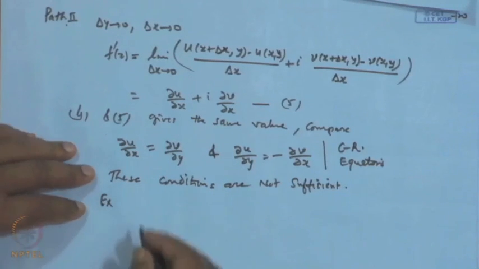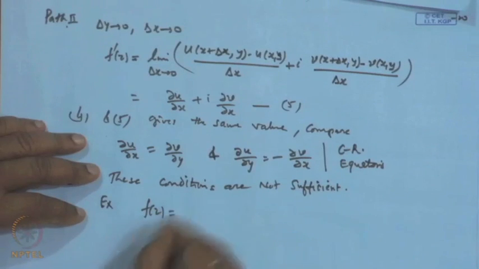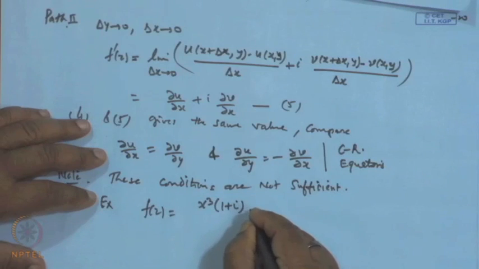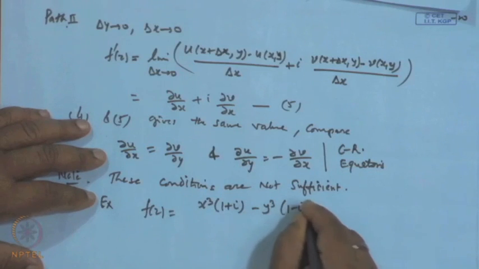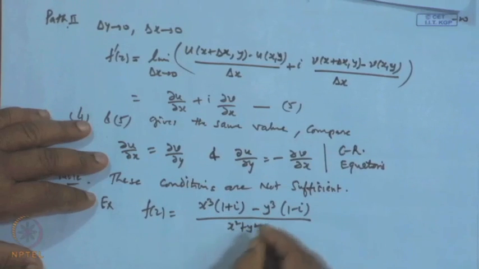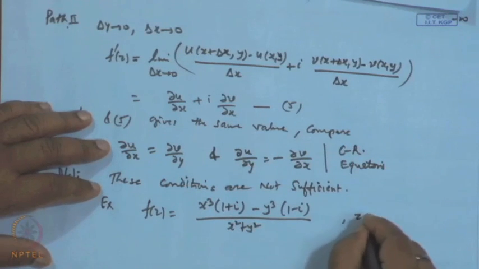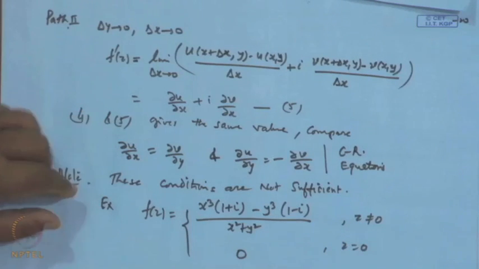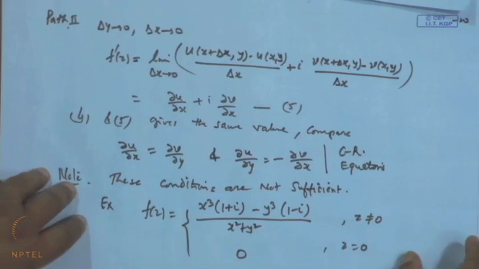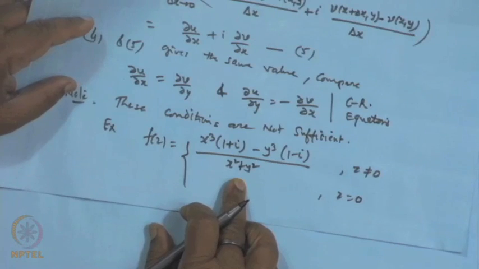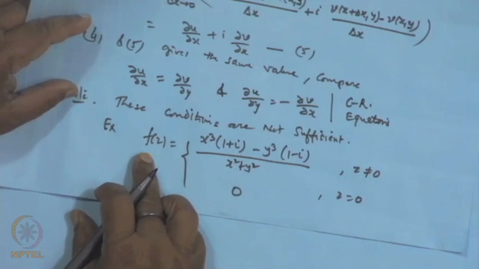let us see the function f z, which is x cube into 1 plus i minus y cube into 1 minus i divided by x square plus y square when z is not equal to 0, and equal to 0 if z is 0. Okay. So, suppose I consider this, then what we claim is that u and v of this function satisfy the CR equations, but the function is not differentiable here.